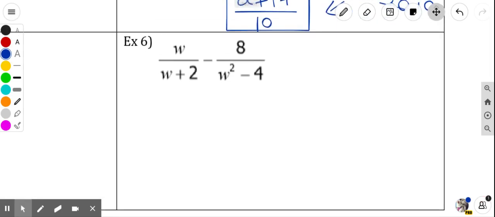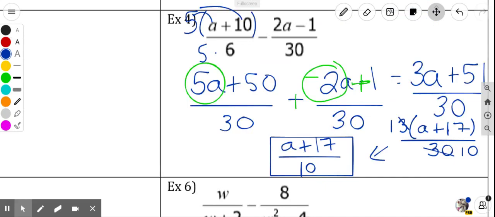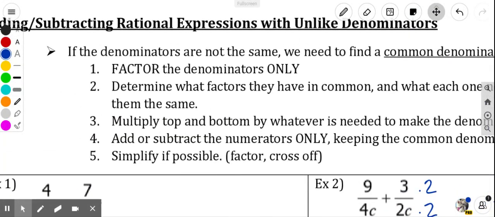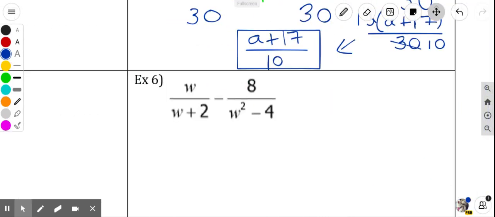So example 6. Now, when you have ones like this, if you look up here to these directions, I wrote factor the denominators only. That's only if the denominators can be factored. So far, the examples I've showed you, the denominators could not be factored. But now we've gotten to number 6, where this right here can be factored. If you remember, that's called the difference of squares. They're both perfect squares. It's subtraction. So if one of your denominators can be factored, you do want to factor it.